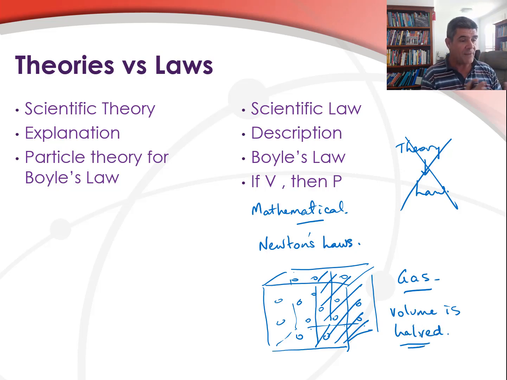So if we halve the volume, we've made the volume smaller. We haven't put anything in or taken anything out. All we've done, like a little syringe, is compress everything closer together. What do you think is going to happen to the pressure?